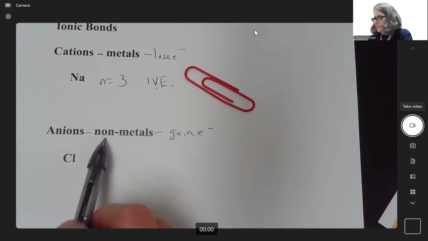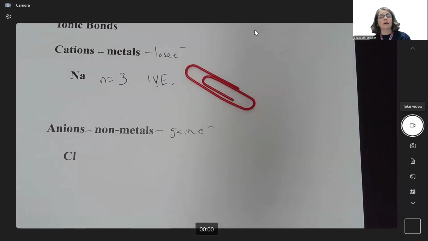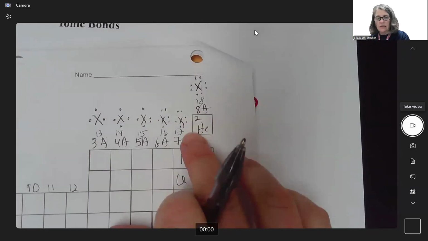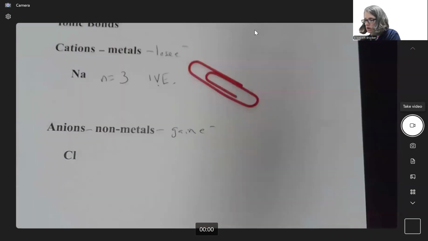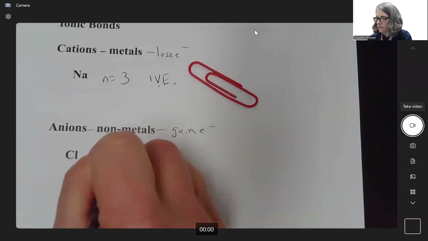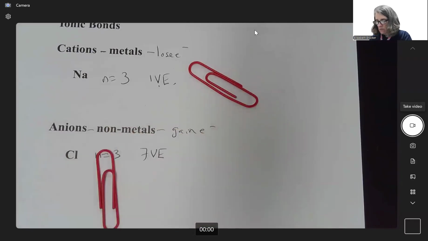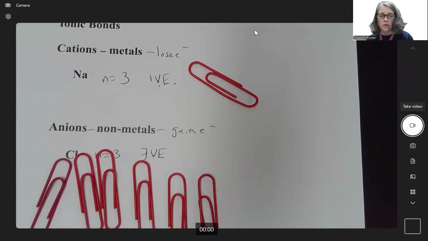While chlorine is over here on the right-hand side of the periodic table. It's underneath fluorine, and we notice that it has 7 valence electrons, but chlorine is also in energy level 3. So I'm going to write down energy level 3. It has 7 valence electrons, so I'm going to line up 7 electrons. Again, what we're trying to do is get to the magic 8.